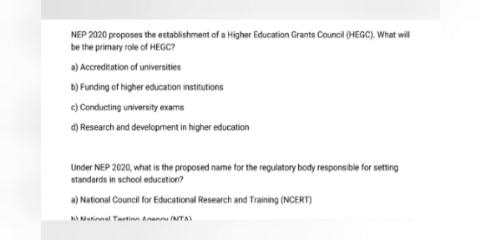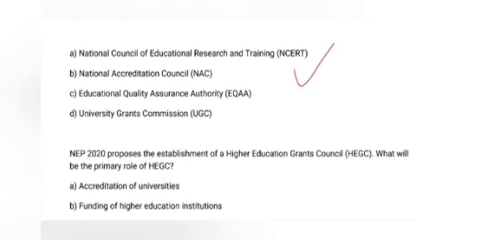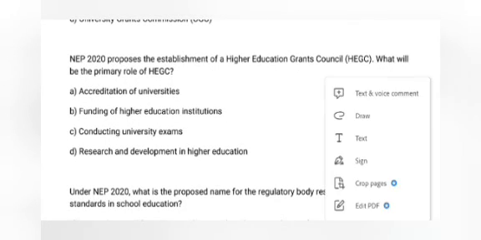NEP 2020 proposes the establishment of a Higher Education Grants Council, HEGC. What will be the primary role of HEGC? Their role will be to research and development in higher education, culture, conducting accreditation, culture and art. So it was NCERT. Yes. So funding of higher education institutions, it will be our correct answer.